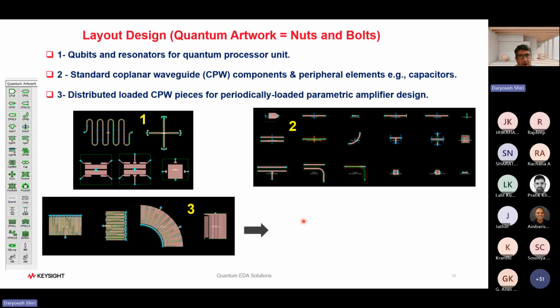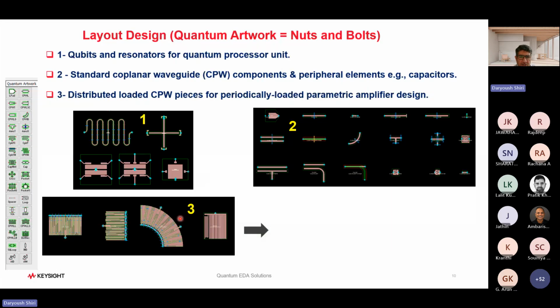And in the layout part, we also have quantum artwork, all the nuts and bolts of the layout of a superconducting quantum chip, including qubits, and also the parts which are necessary for a parametric amplifier. You will see that different flavors of qubits are here, like pocket transmon, cross-shaped transmon, different shapes of bends and capacitors and things like that.